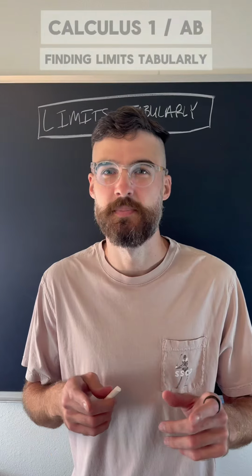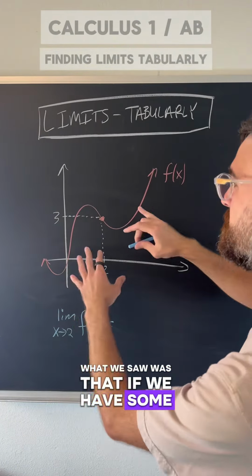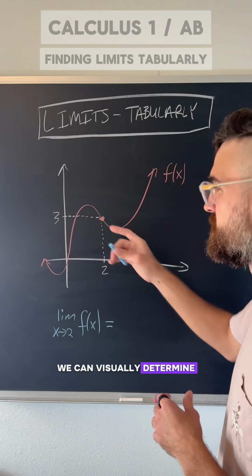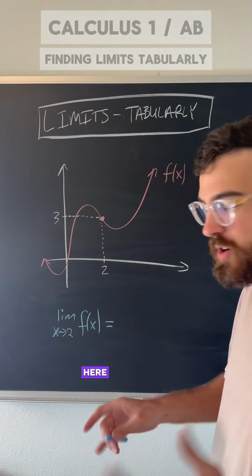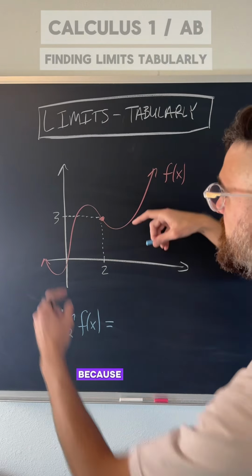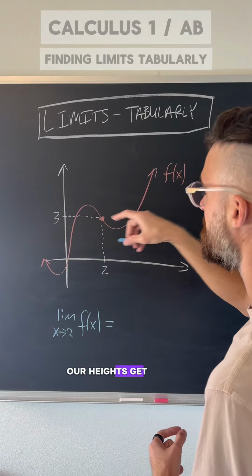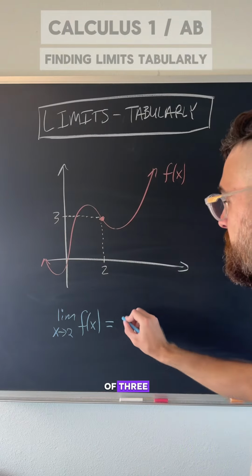Let's talk about limits. In our previous video, we talked about limits graphically. What we saw was that if we have some graph f of x, we can visually determine the value of the limit pretty easily. Here we see that the limit of f of x as x approaches 2 would come out to be 3, because as we get closer and closer to this region right here, our heights get closer and closer to the height of 3.